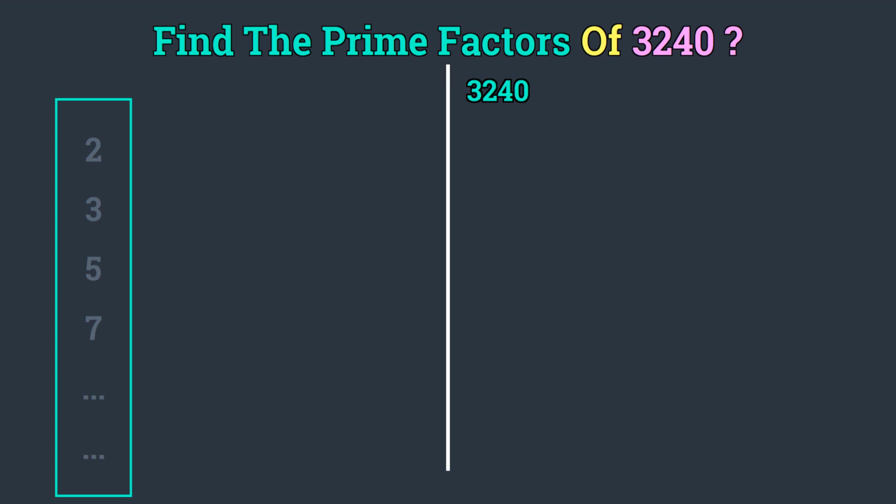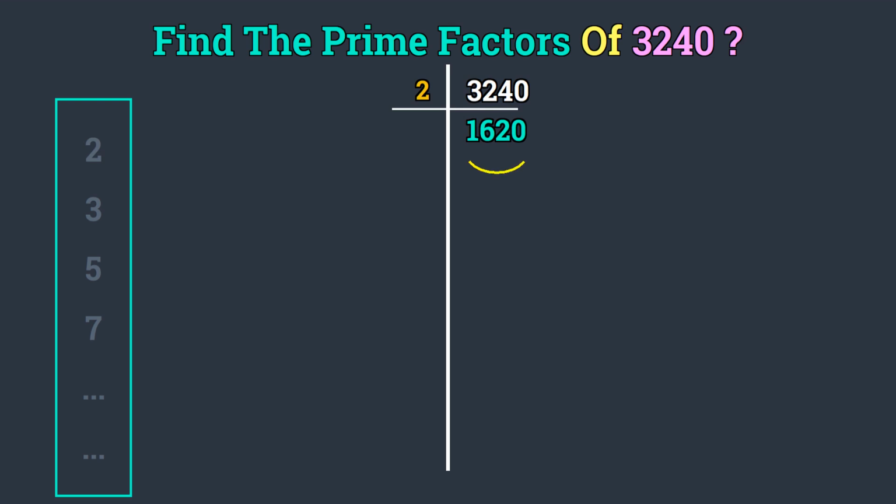Dividing 3240 by 2, which equals 1620. So 3240 divided by 2 equals 1620.